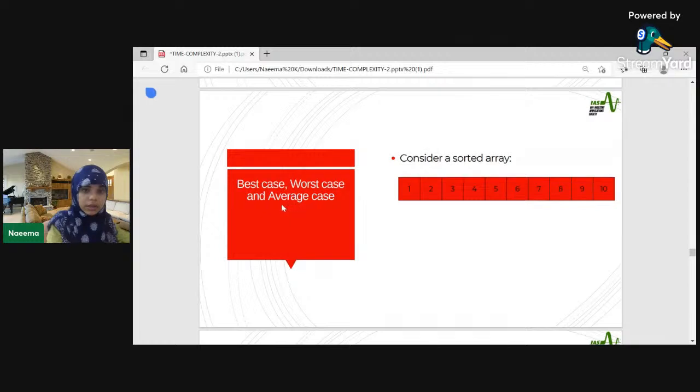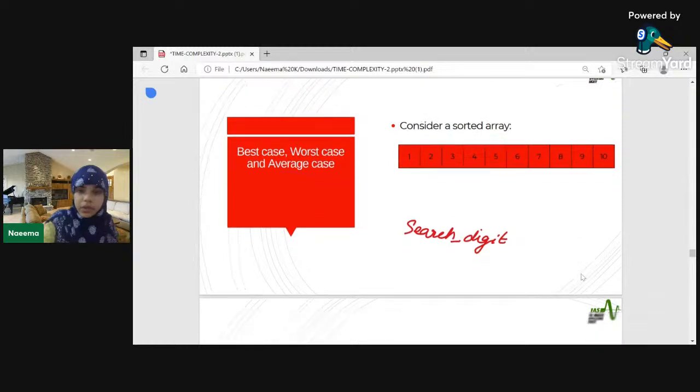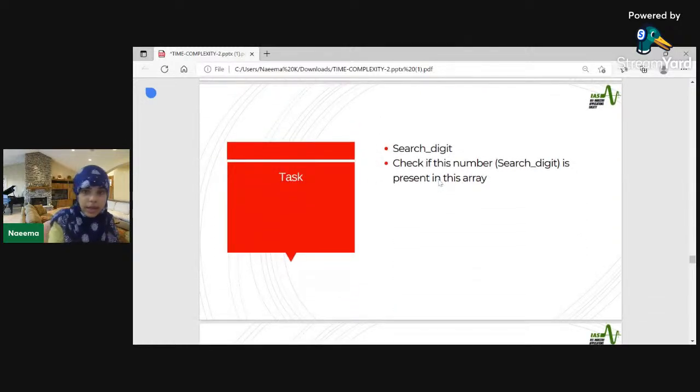Best case, worst case, and average case in time complexity. Let me help you understand this concept with the help of an example. Let us consider a sorted array with 10 elements, or you may consider a sorted array with n elements where n is the last element. And we're given a task: to find a number, let's say the number is called search digit. Our task is to find if the search digit is present in this array.